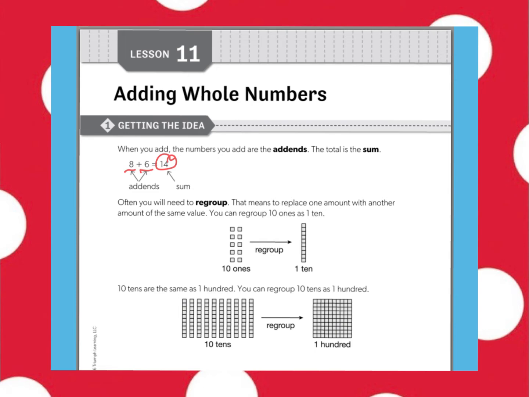Often you will need to regroup. That means to replace one amount with another amount of the same value. So you can regroup 10 ones as a 10. 10 tens are the same as 100, and you can regroup 10 tens as 100 as well. So here we go, adding 10 ones and making it into a 10, and adding 10 tens together to make 100.